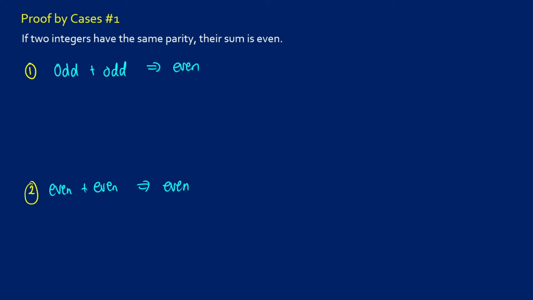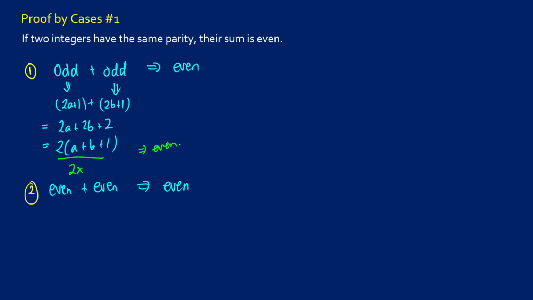So let's prove that odd plus odd is even. So let's say that this is 2a plus 1 and this is 2b plus 1, for an odd number. We're going to add these together and we need to show that it's even. So this is going to be the same thing as 2a plus 2b plus 2 if we add these together, which is the same thing as 2 times (a plus b plus 1). And this right here is in the form of 2x, therefore this is going to be even. So that's the odd case.